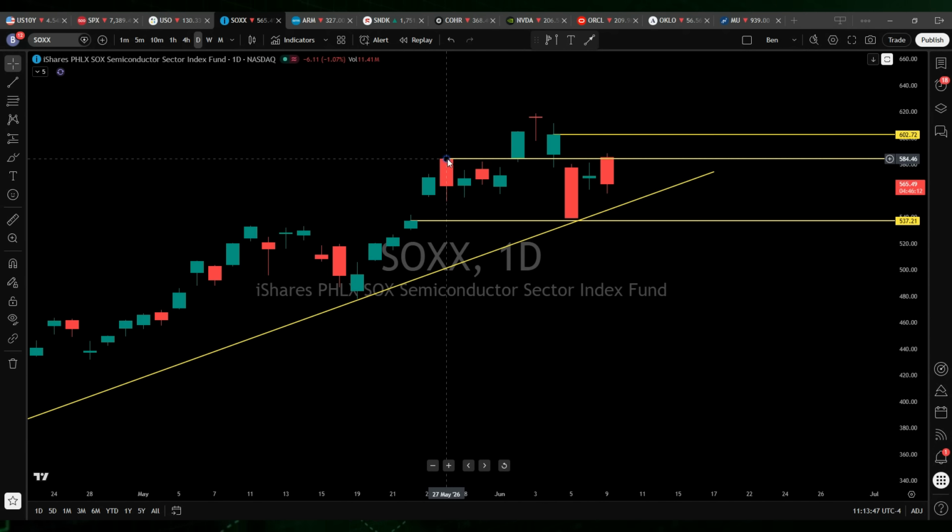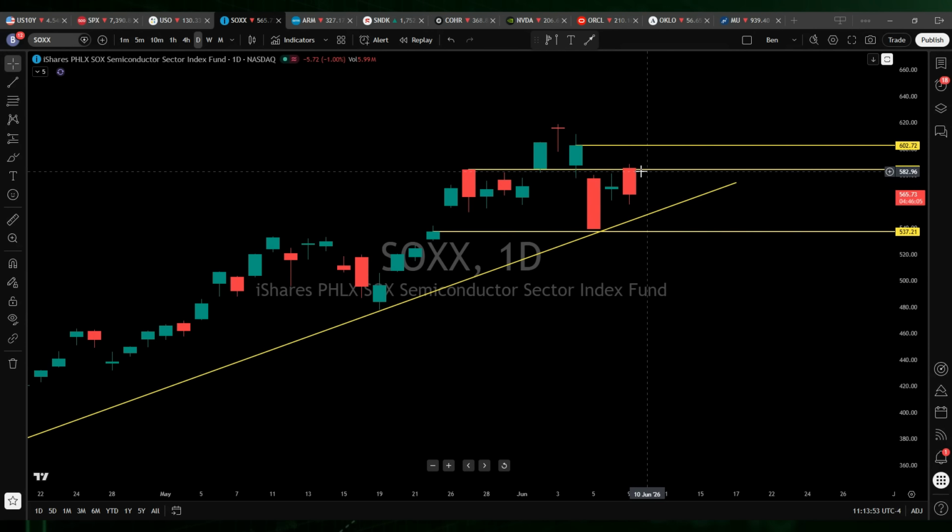SOXX did have this nice prior red bar candle opening, as well as pivot low. I was mentioning yesterday this would have been my shortable level at $584.38. I thought it was going to get there yesterday, but that's not what happened.